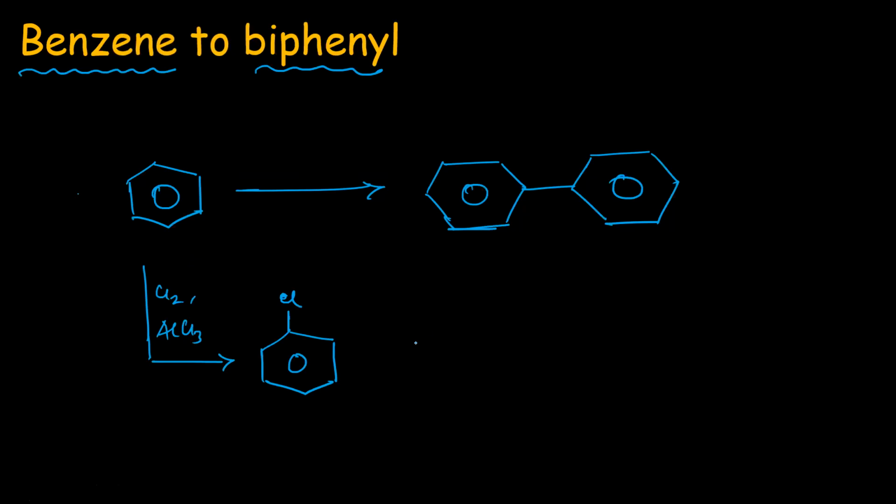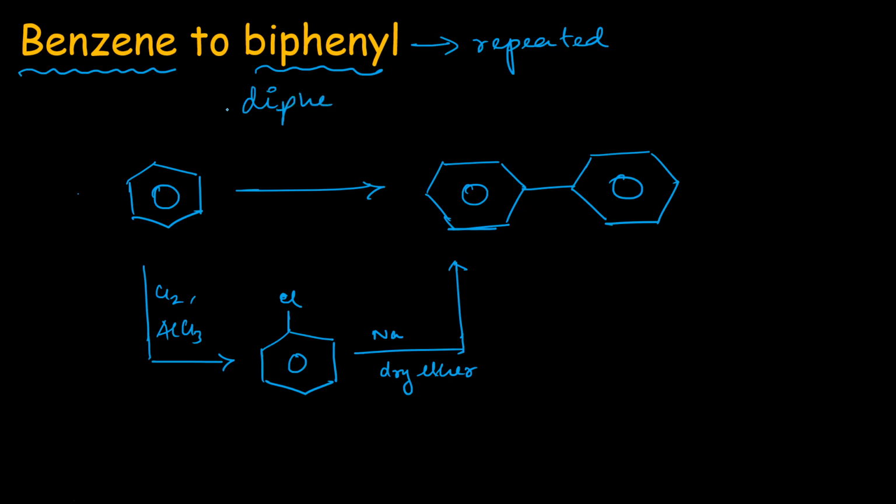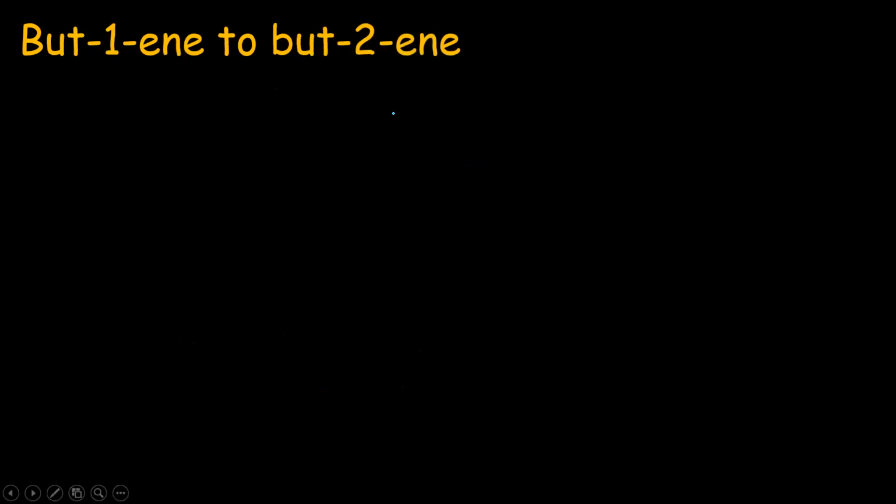Once you have got the haloarene, then you can convert this to biphenyl using your favorite reagent that we have till now, sodium in the presence of dry ether. Now, I hope you understand the importance of this reagent, sodium in dry ether, with respect to conversions. So, benzene and biphenyl, this is one of the repeated questions. Once they have asked benzene to biphenyl, and in another question they have asked diphenyl. Both biphenyl and diphenyl are the same thing. They are not different.